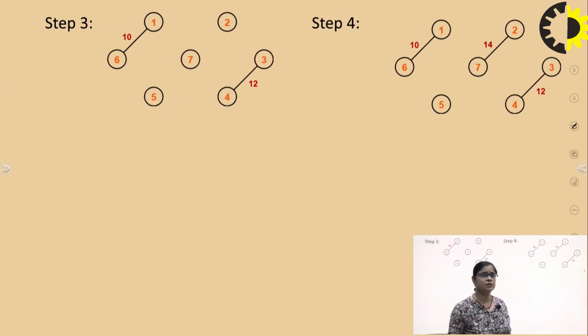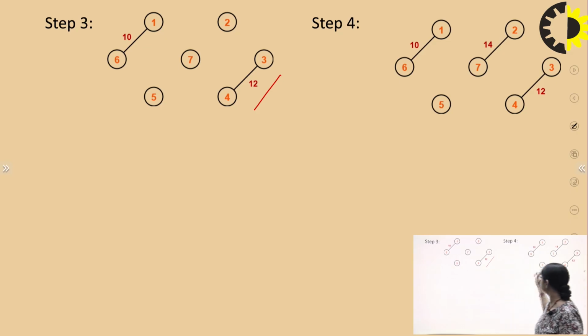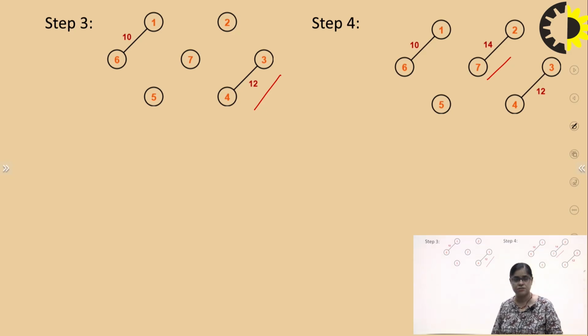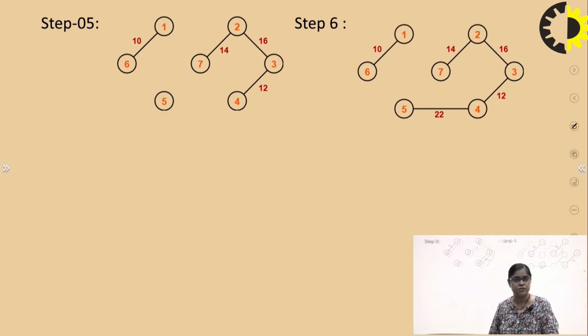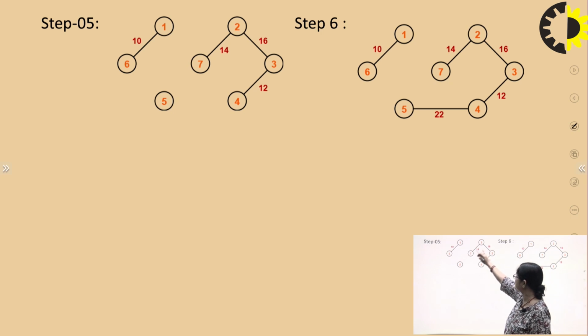Now, in step 3, after the 10, the minimum edge was 12, so I have connected the 12. After that, the minimum edge was 14, so I have connected that. Now till step 4, I have got the 3 lowest edges which are connecting the vertices, right? Now, in step 5, after 12 and 14, I am connecting the 16, right?